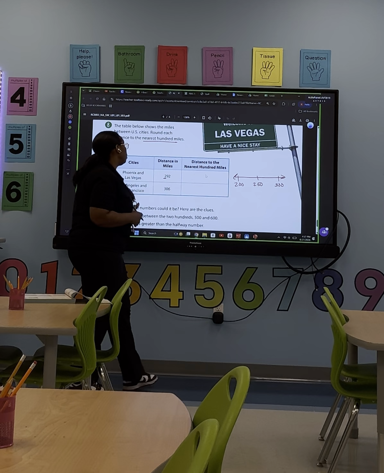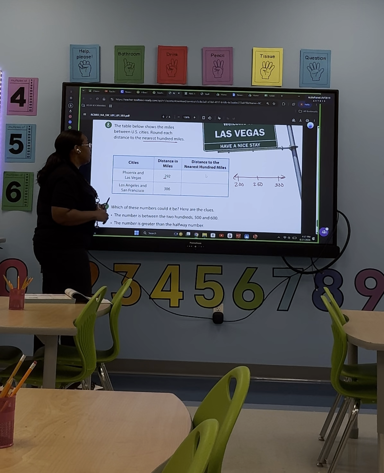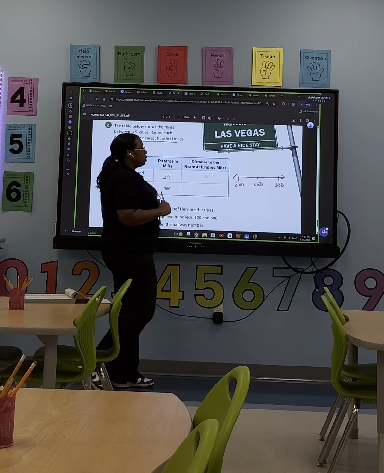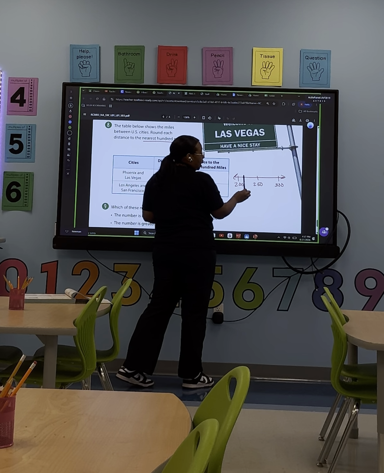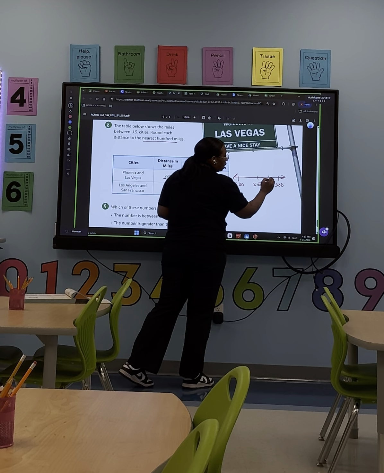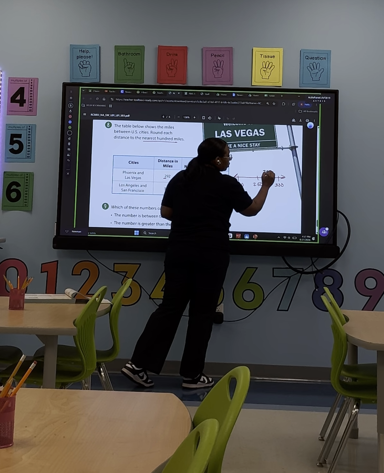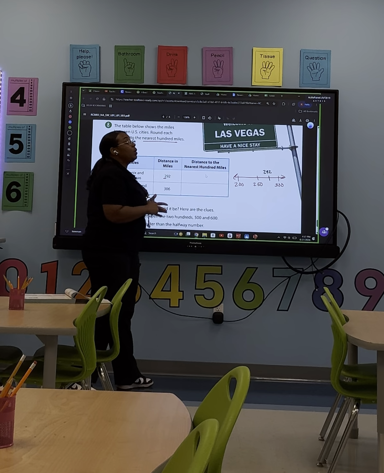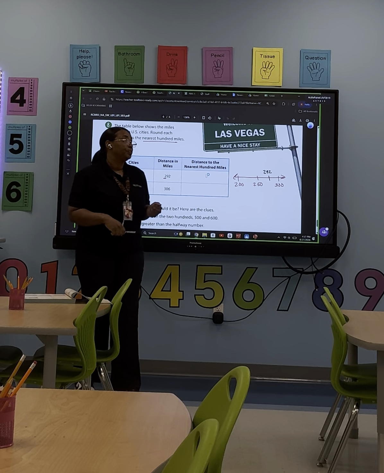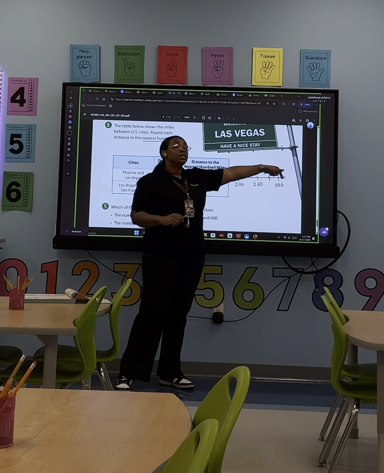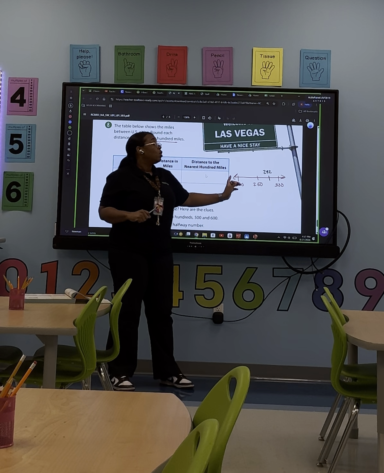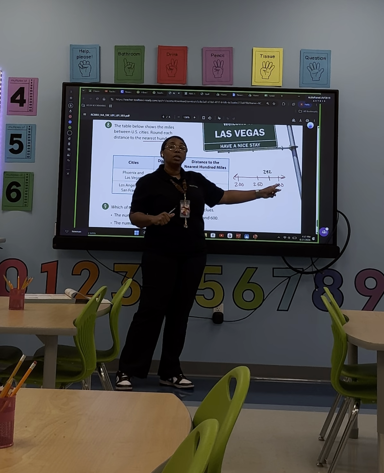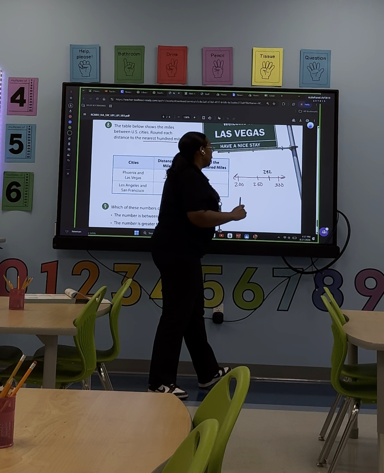Okay, so now we can go ahead and put our number on the number line. So 292, is it going to be greater than 250 or is it going to be less than 250? It is going to be greater than, so it's going to go here. Now we ask ourselves the question, is it going to round up to 300 or is it going to round down to 200? Well, since it's closer to 300, we're going to round it up to 300.